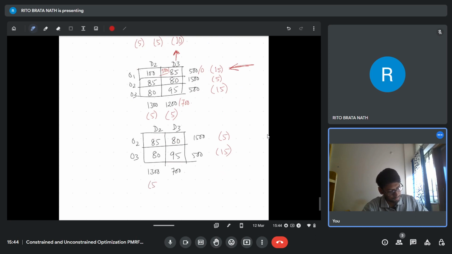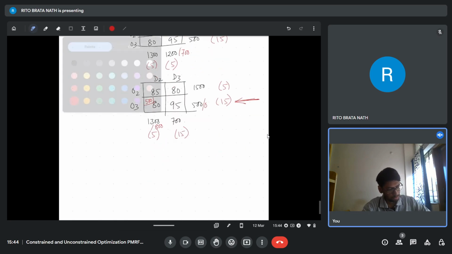this is 5, this is 15, and you can pick again one of them randomly. Let me pick this row again, and 80 will come here and 500 can be allocated here. Okay, so this becomes 0 and this becomes 800. So you are left with only one row.